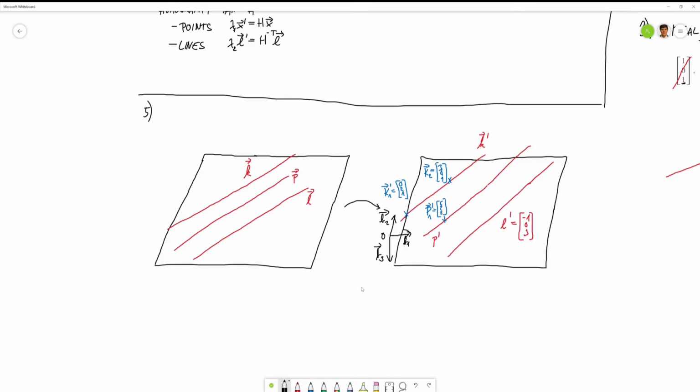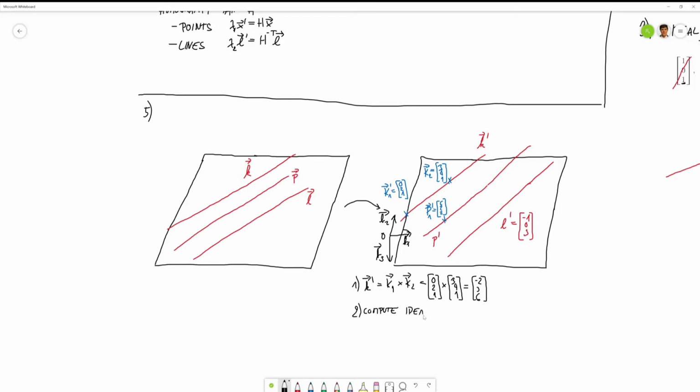Our goal is to write a representation of p prime. So first, what we should do is to write the representation of k prime, the line k prime. It is the cross product of k1 and k2, so the cross product of 0 2 1 and 3 4 1, which is minus 2, 3 and 6.